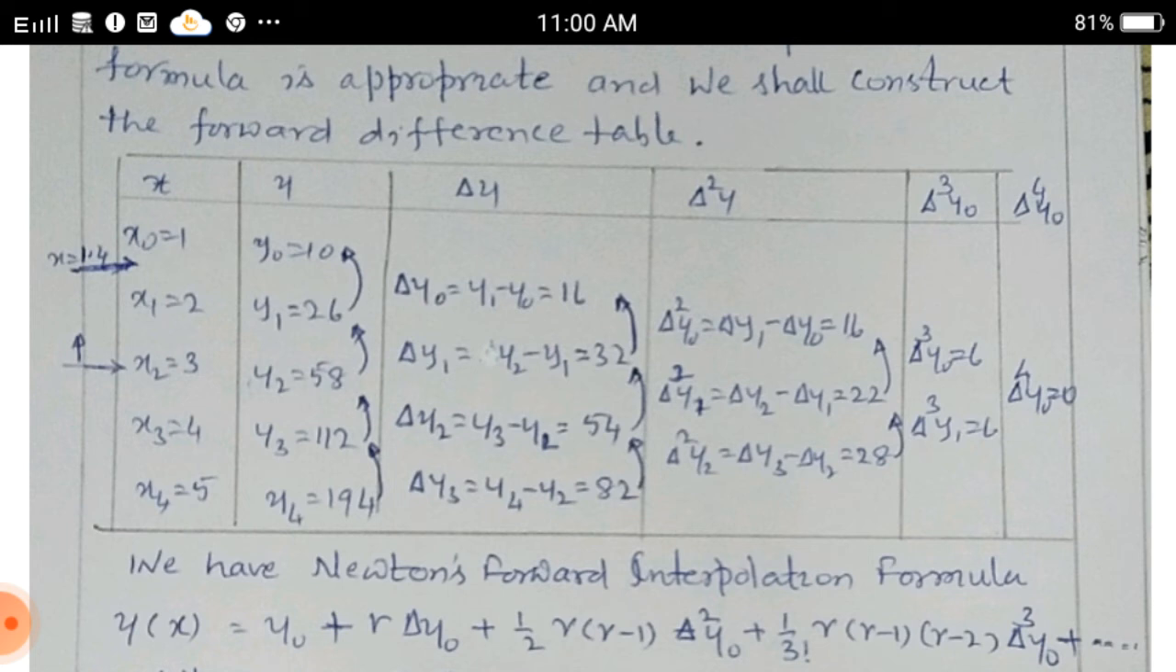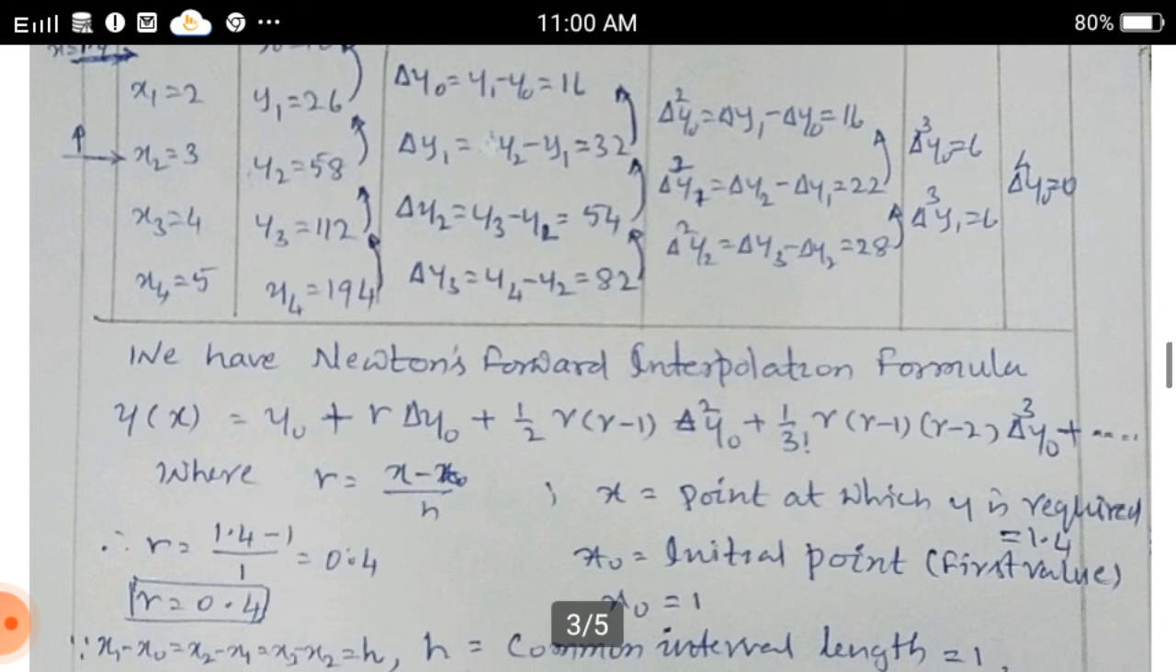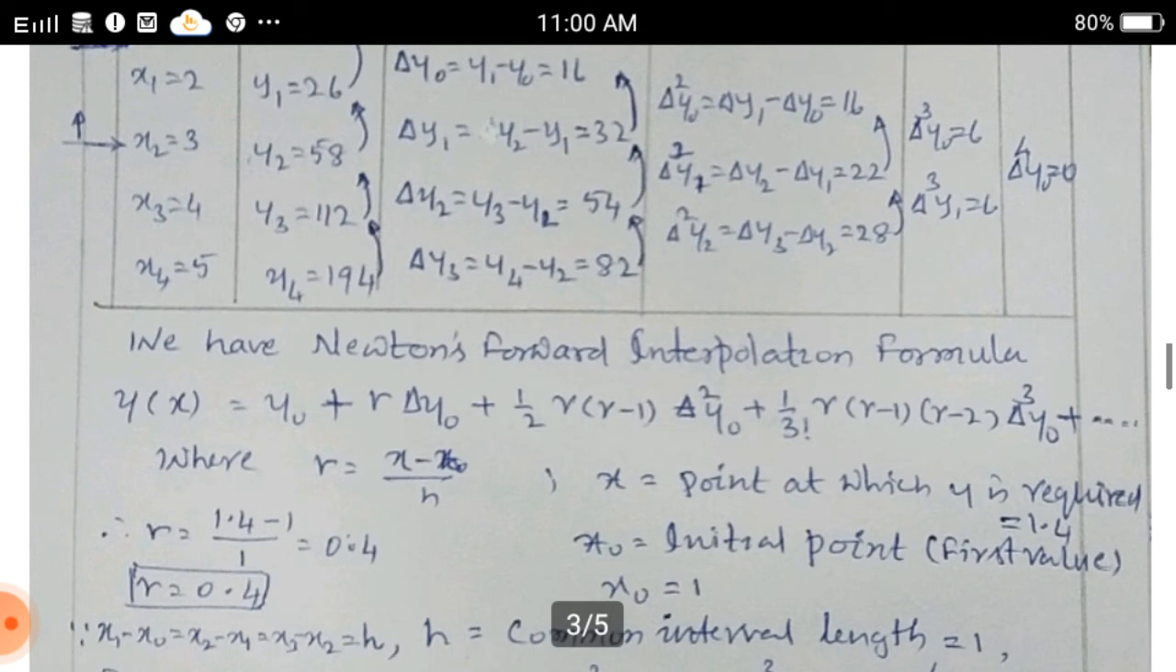And you calculate h also. h is x1 minus x0, 2 minus 1 is equal to 1; x2 minus x1, 3 minus 2 is equal to 1; x3 minus x2 is 4 minus 3 is equal to 1; x4 minus x3 is 5 minus 4 is equal to 1. So we get h is equal to 1, that is the common length or step size is equal. So for equidistant values of x, we have Newton's forward interpolation formula.